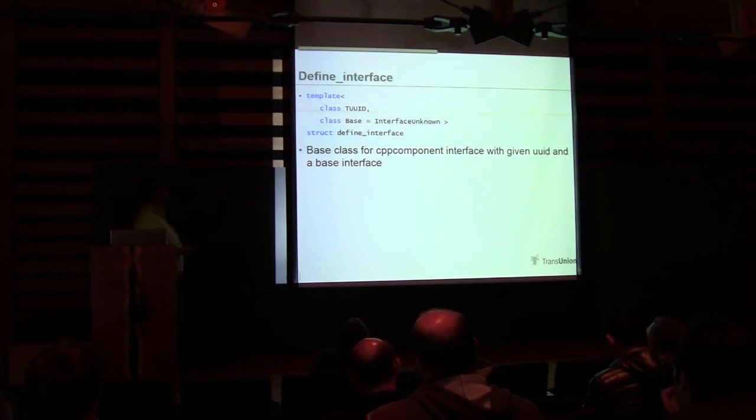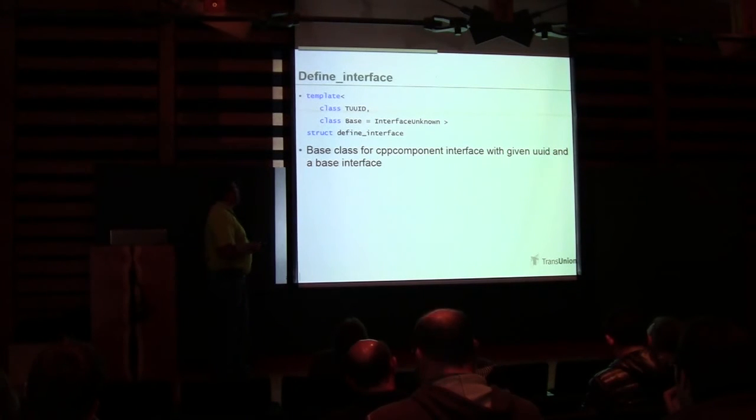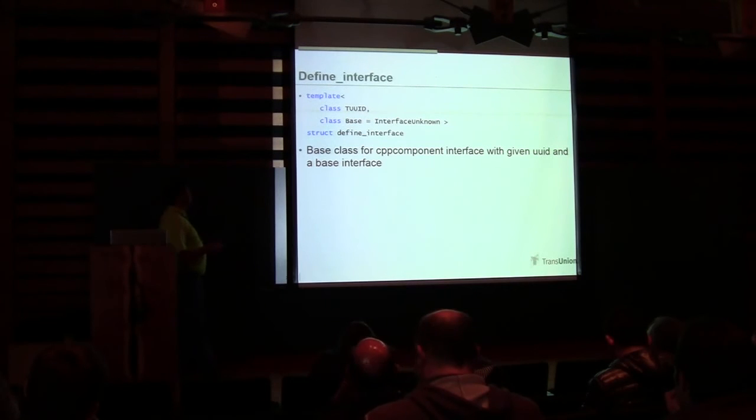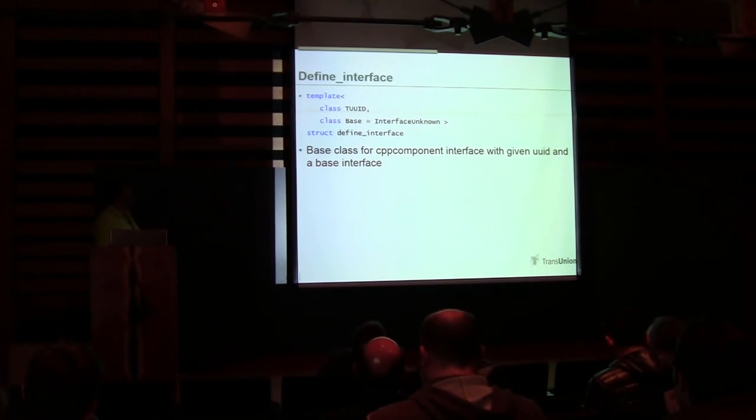Okay, so we'll just look at the stuff. Define interface, we saw that. It takes the UUID, and it takes a default base class of interface unknown, which is basically IUnknown. It does the stuff with the UUID. Because the UUID is unique, this will be a unique type, and we can also query for it at runtime.